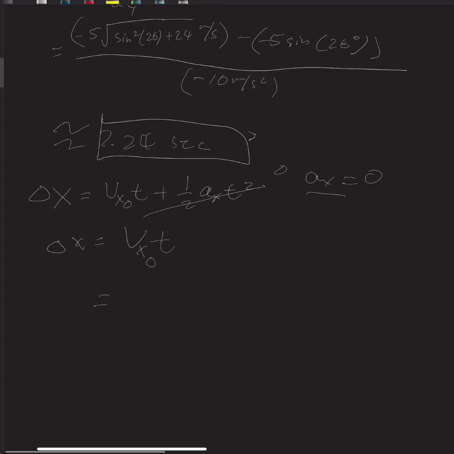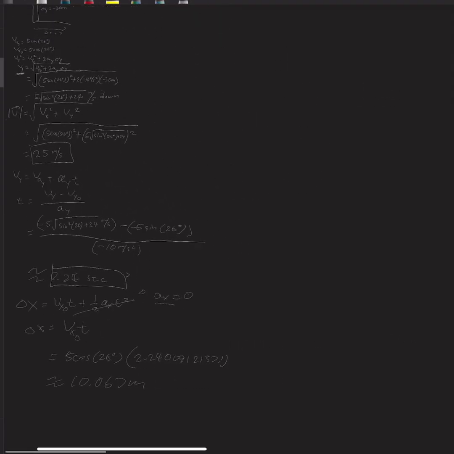So that's 5 cosine of 26 degrees. For the time, you want to use the exact value. So press the answer button on your calculator, which is about 2.24009121371 seconds for my calculator. And so that's about 10.067 meters. And that concludes my review for AP Physics 1, Unit 1.